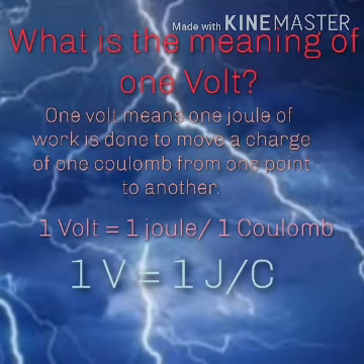What is the meaning of 1 volt? 1 volt means 1 joule of work is done to move a charge of 1 coulomb from one point to another point. 1 volt is equal to 1 joule per coulomb, or 1 V is equal to 1 J by C. Here J is joule, C is coulomb.